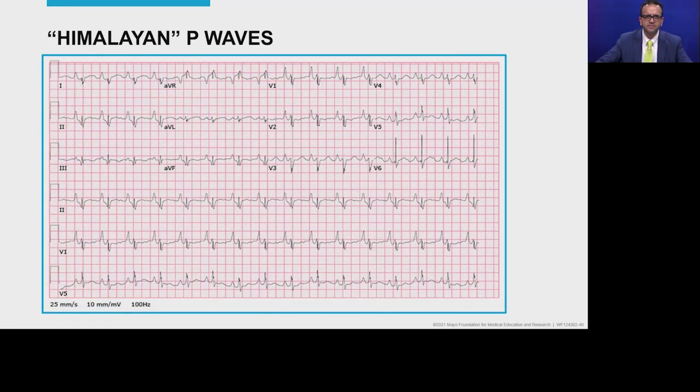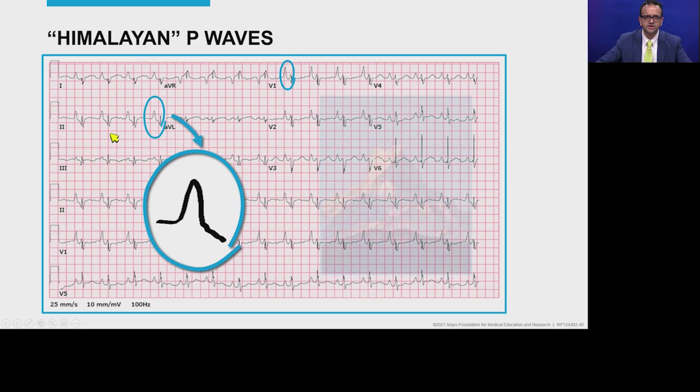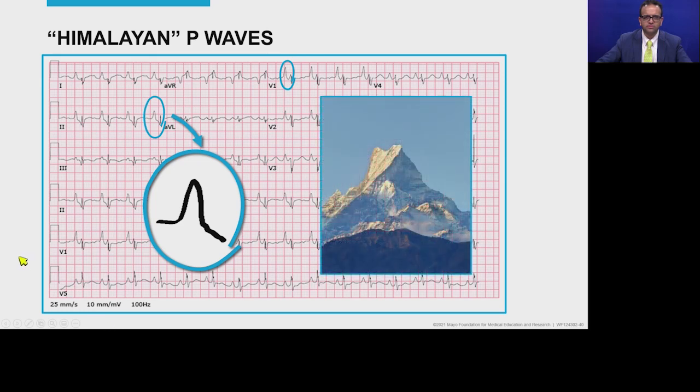So this is an example of those Himalayan P waves. The P wave is significantly enlarged, right atrial enlargement, and kind of suggestive of a tall mountain peak. But it's not always true that patients with Ebstein's will have Himalayan P waves or very, very tall P waves.